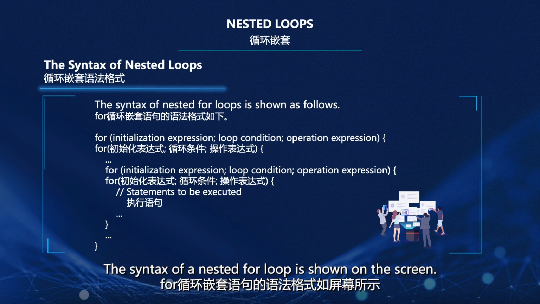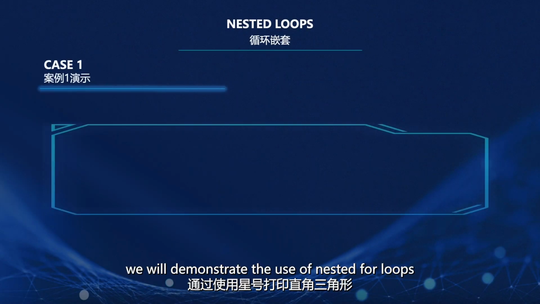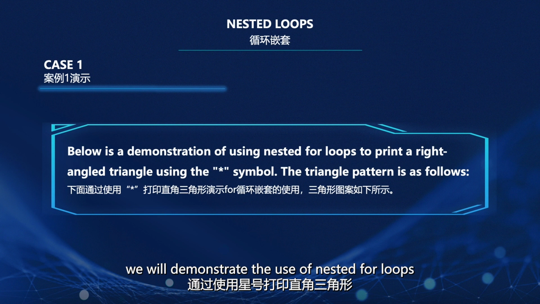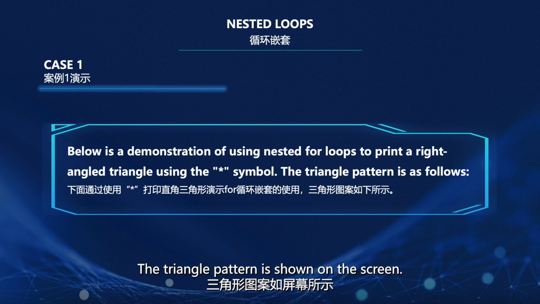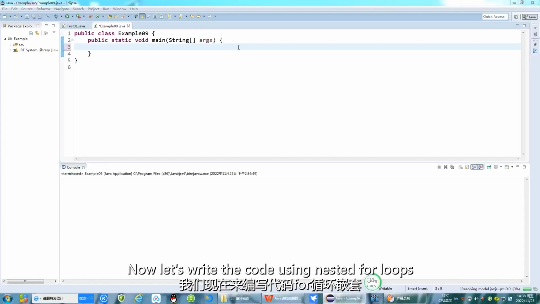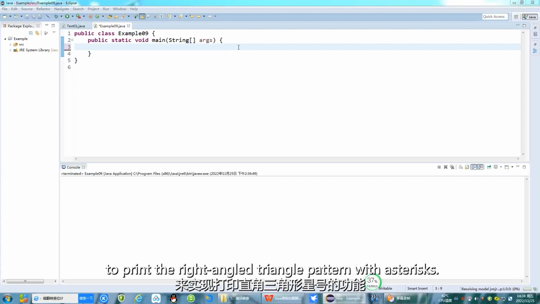The syntax of a nested for loop is shown on the screen. Next, we will demonstrate the use of nested for loops by printing a right-angled triangle pattern using asterisks. The triangle pattern is shown on the screen. Now, let's write the code using nested for loops to print the right-angled triangle pattern with asterisks.